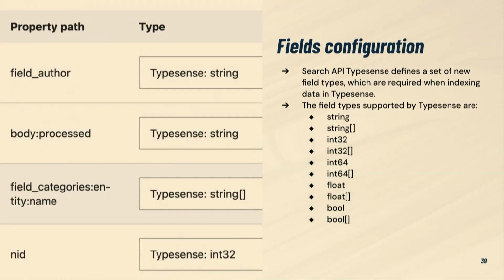Okay, another particular thing you have to care about is the field settings. So you create the server, then you create the index, and you choose which fields you want to use and you want to index. In this case, for each field, you have to choose the right Typesense field type. If you don't use one of these types, you cannot index anything in your website.